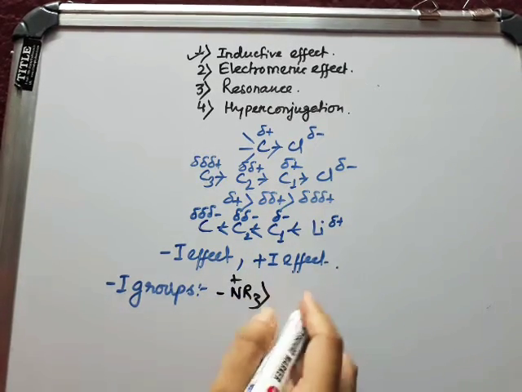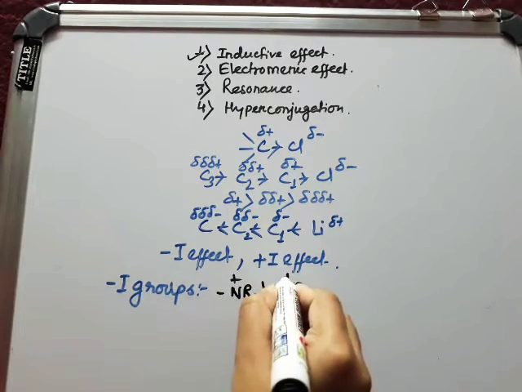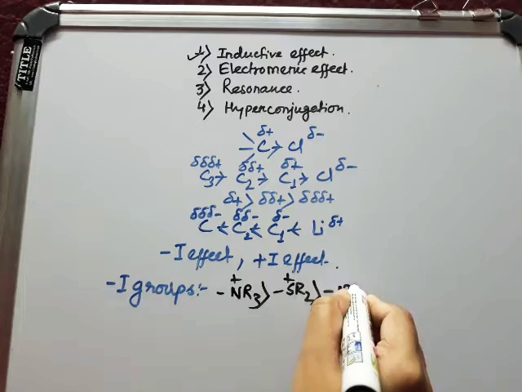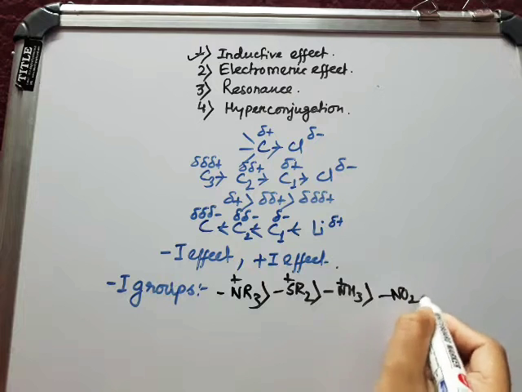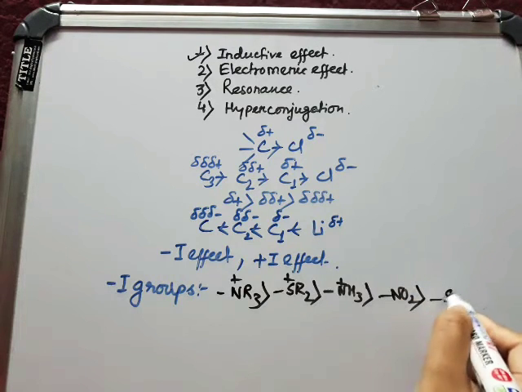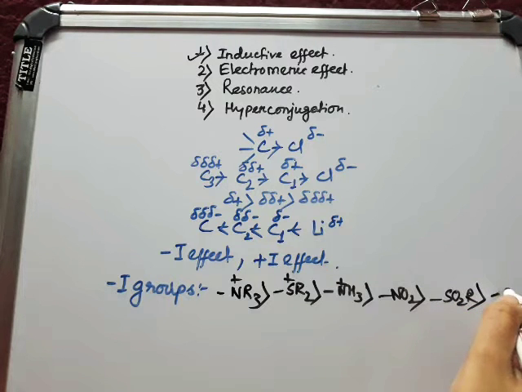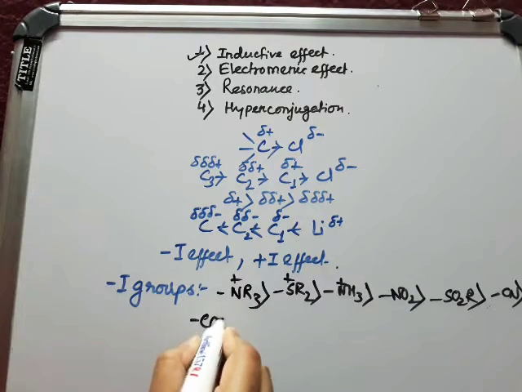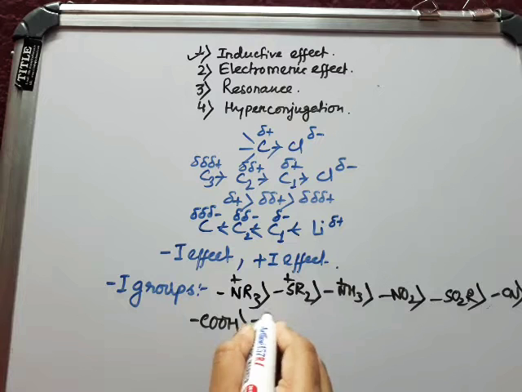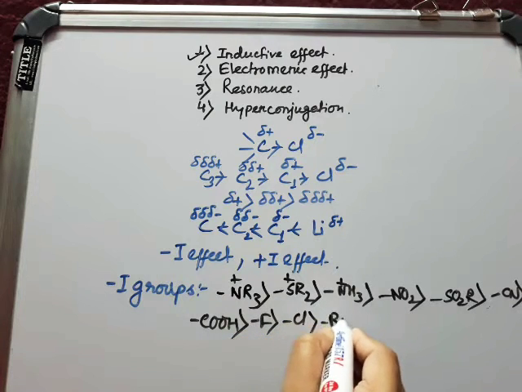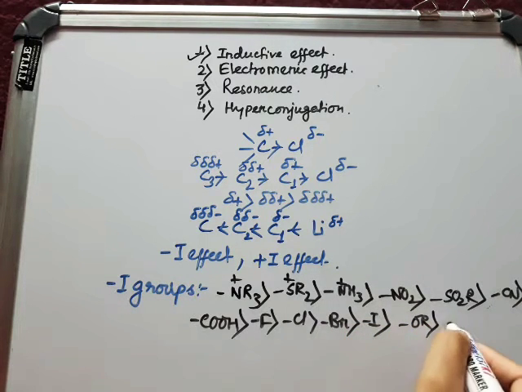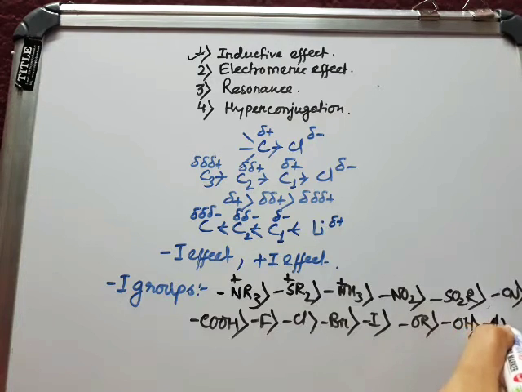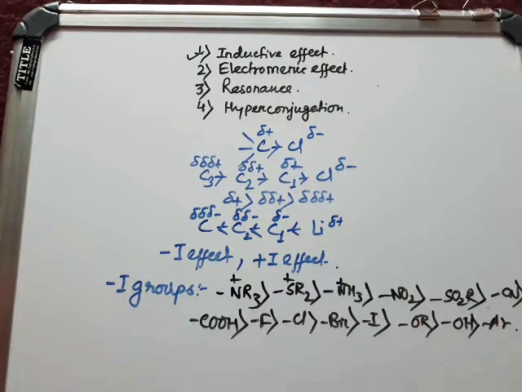NR3 positive, then SR2 positive, then NH3 positive, then nitro group, and then the next one, followed by this one, greater than the carboxylic acid group, greater than halogens, greater than OR, greater than OH, then AR. AR means aryl group, okay.